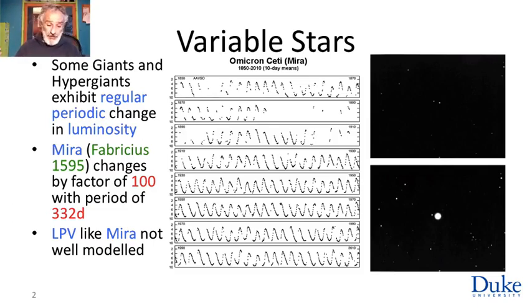We talked about it earlier. Mira was discovered to be variable probably earlier, but at least as early as the 16th century. And that is because, as you can see in the two pictures on the right, its luminosity changes dramatically by a factor of 100, with a period that averages to about 332 days, but is variable. And it was discovered by this early astronomer, Fabricius.